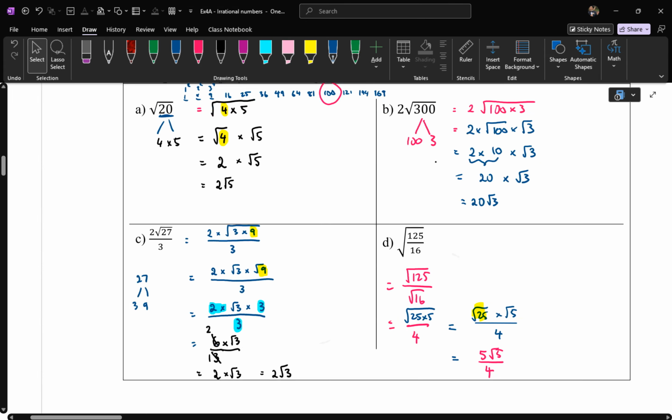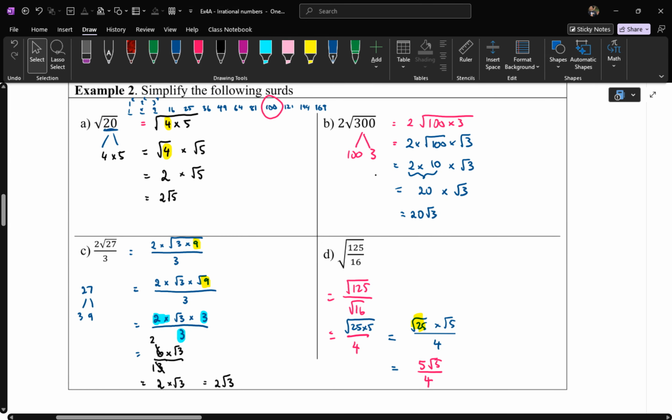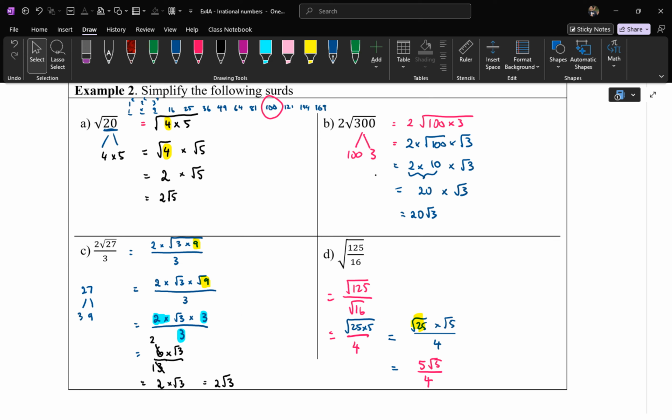Did you want me to go on to the add subtract, or give you 15 minutes to practice this first before I do add subtract? All right, add subtract. Let's go.